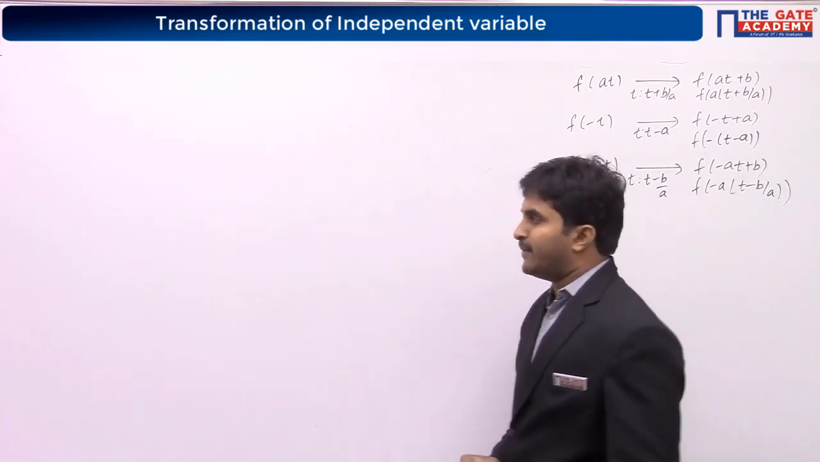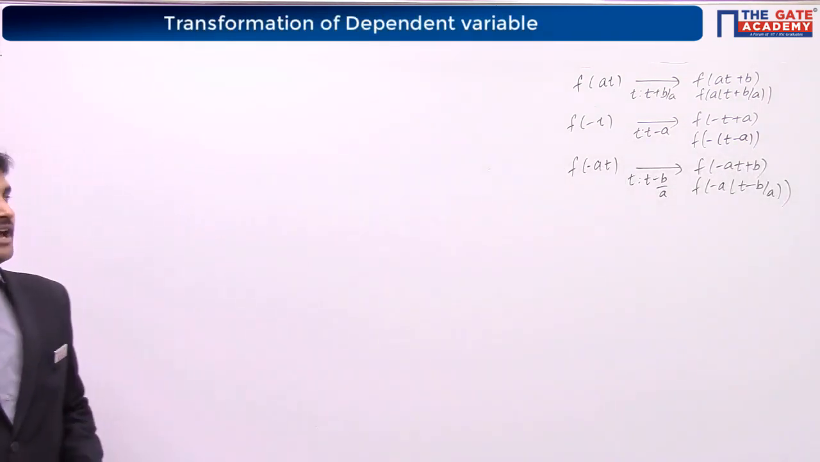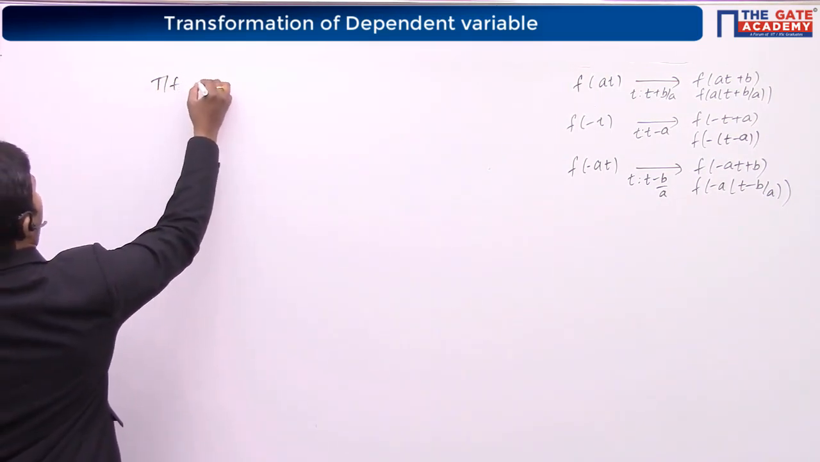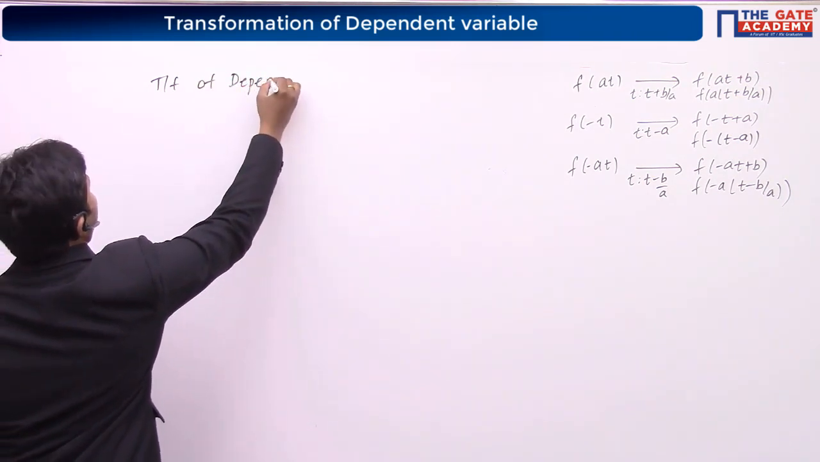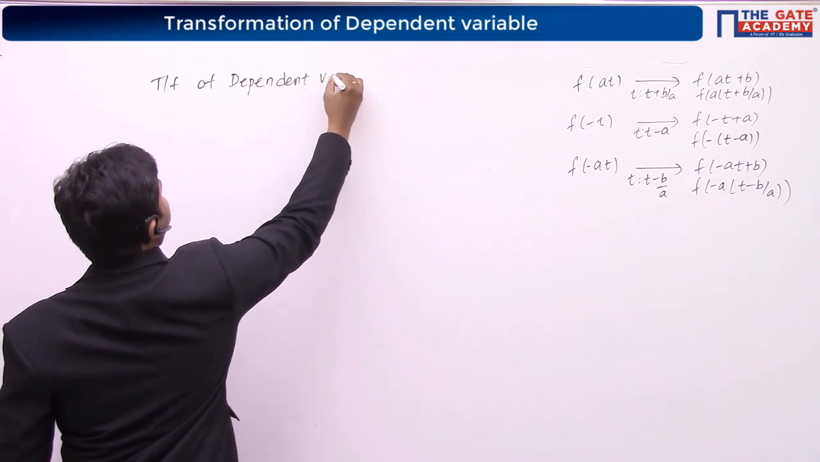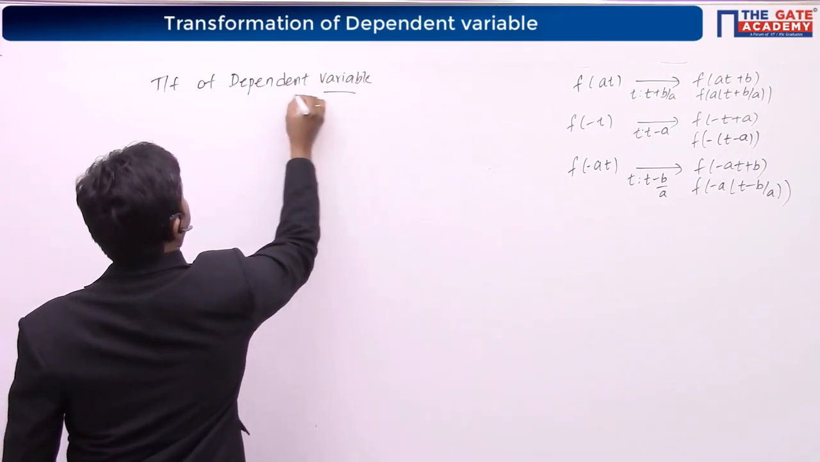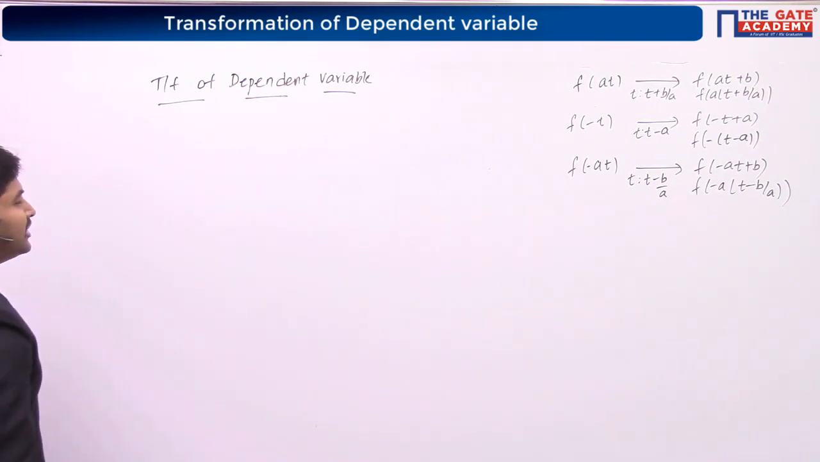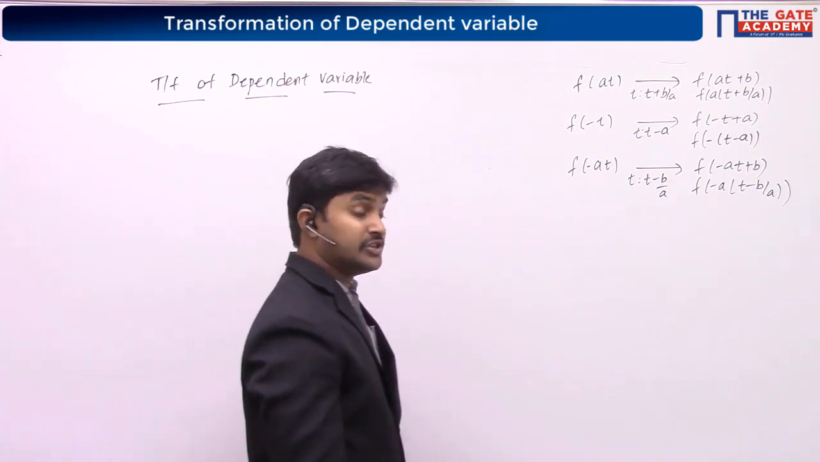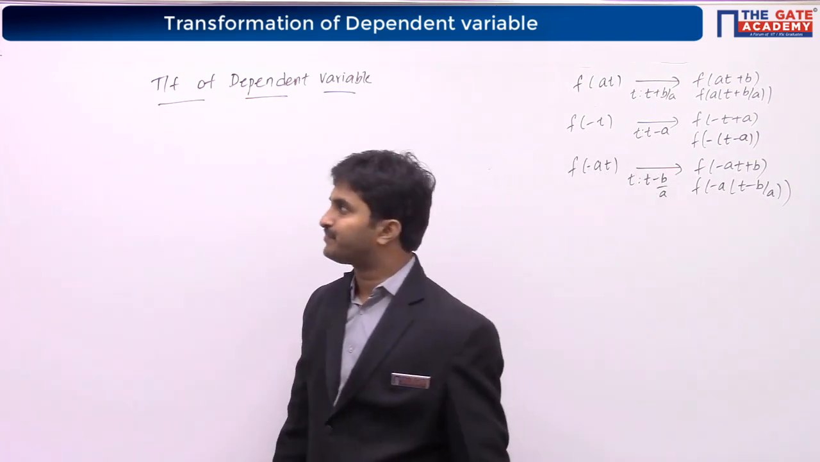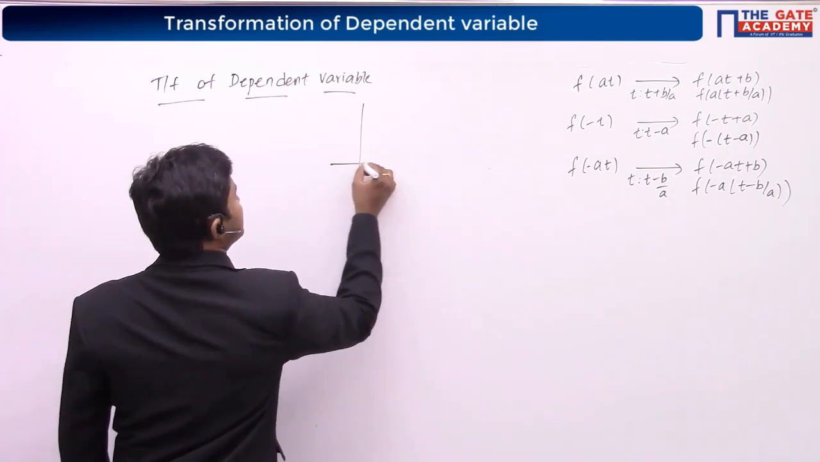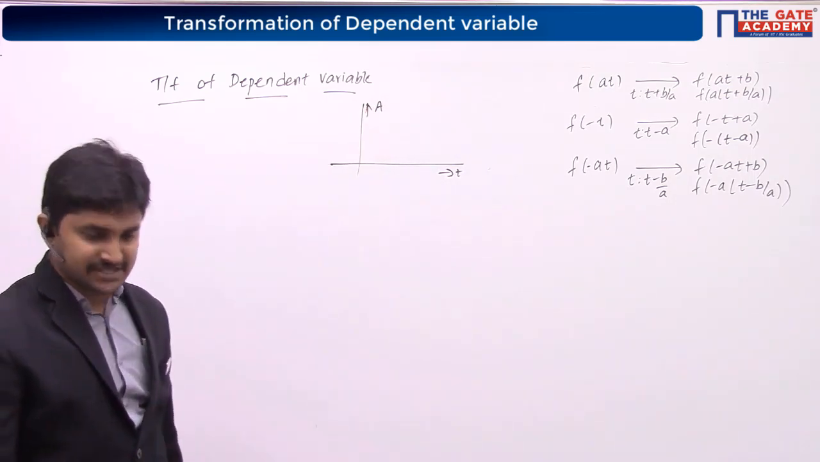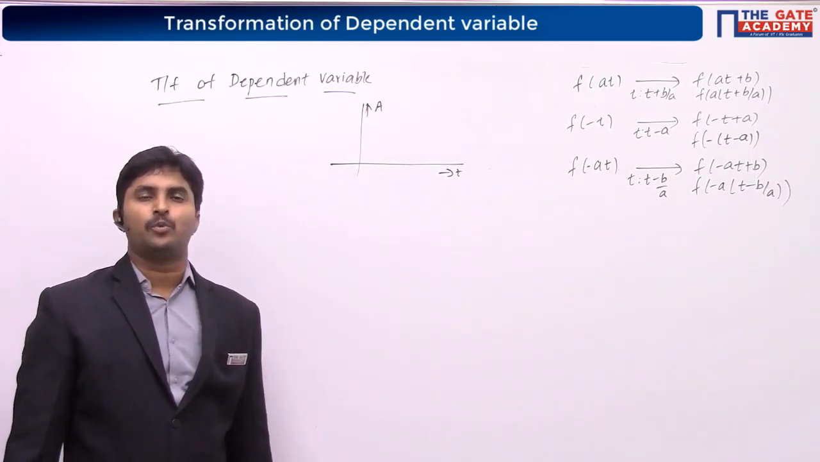Right? See, let me quickly tell you, this is not important from the examination point of view, there is something called transformation of dependent variable. So dependent is what? Which variable is dependent? Can you please tell me? We know time is an independent variable. The amplitude or the signal, yes, very good, f of t. The signal itself is going to be a dependent variable.